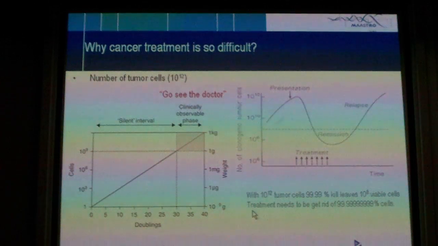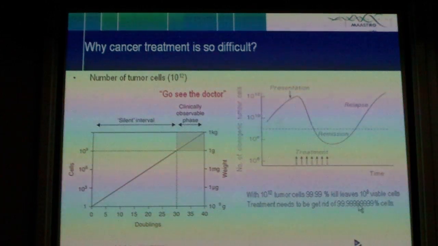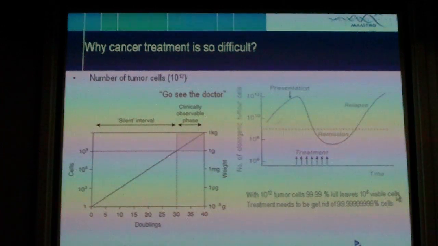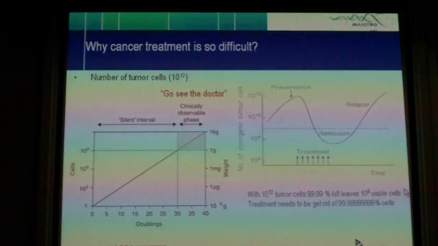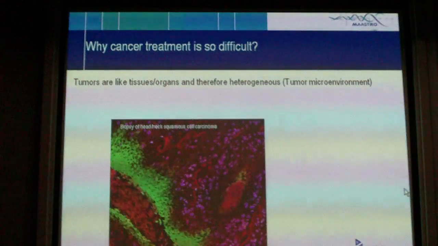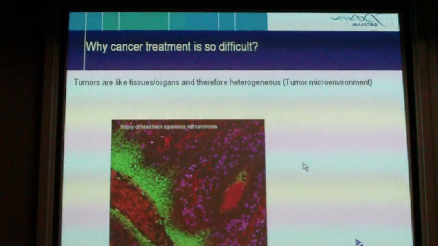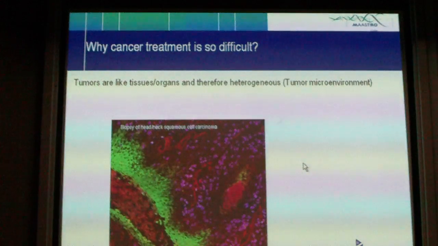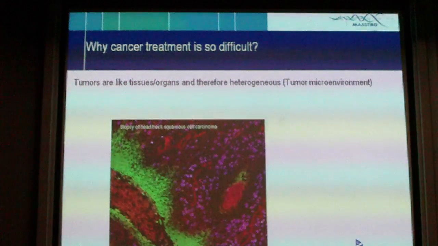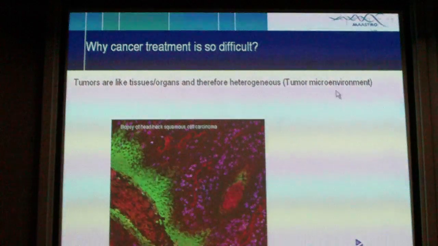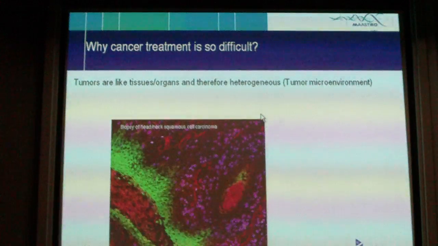To have a cure, you need to kill at least 9 logs, so this 99.9999, a whole bunch of 9s, % of the cells need to be killed to cure a tumor. There are more different reasons than only cell kill, also that the tumor is heterogeneous. So this is the concept of tumor microenvironment.